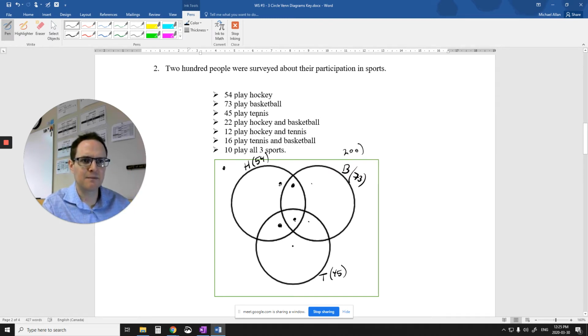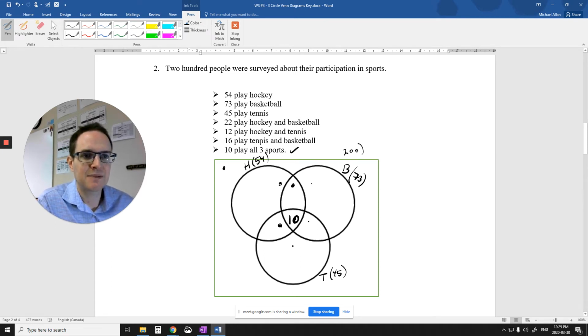I think it's the same kind of idea that we had before. Actually, I'm going to work my way backwards here. I noticed on the very bottom, 10 play all 3 sports. So I'm going to put a 10 in the middle. So I covered that piece there. Okay. What else do we know?